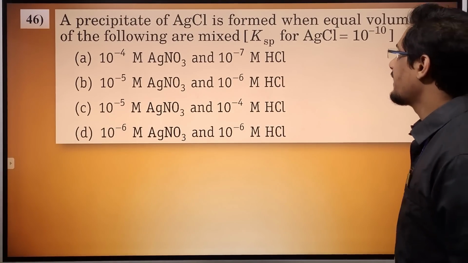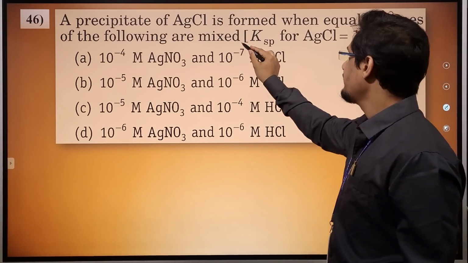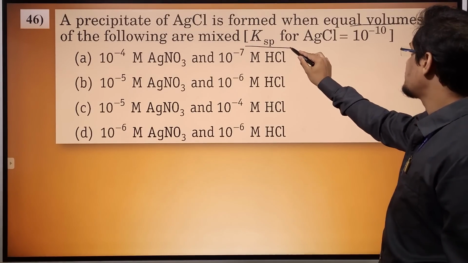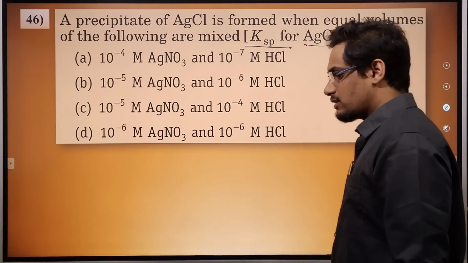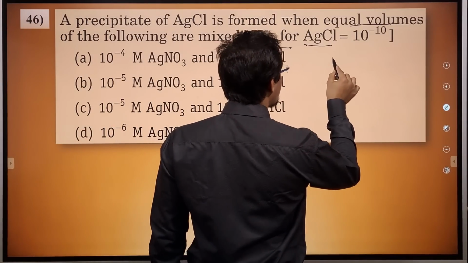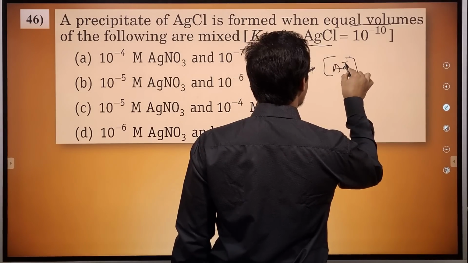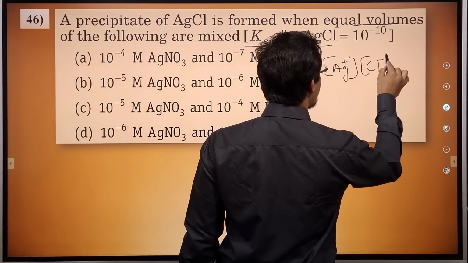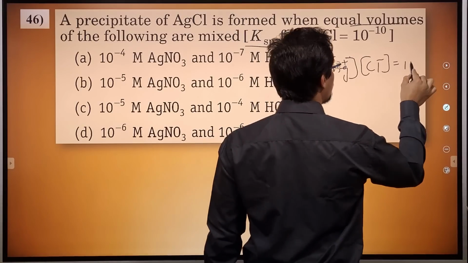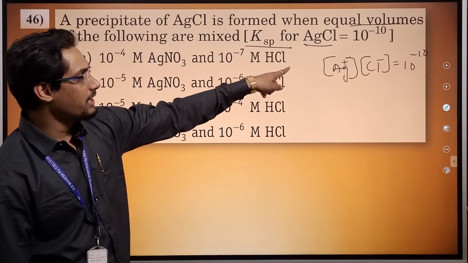A precipitate of AgCl formed when equal volume of the following are mixed. So Ksp is given. What is solubility product? Solubility product is nothing but the concentration of Ag plus into concentration of Cl minus in a saturated solution, which is 10 to the power minus 10. This is the solubility product.